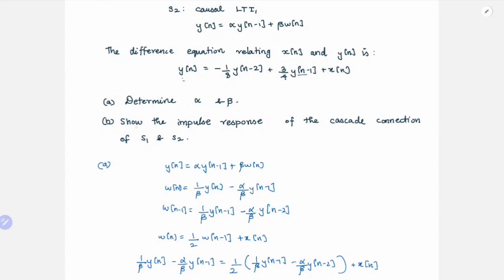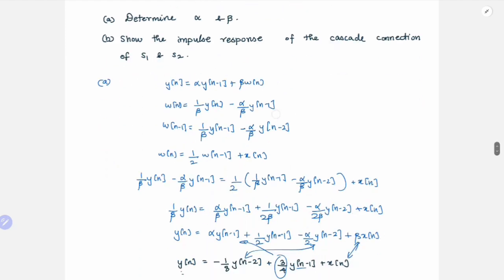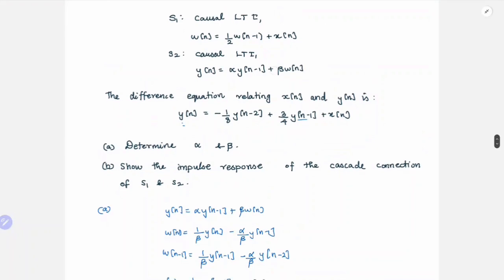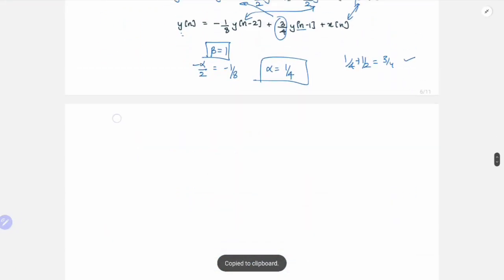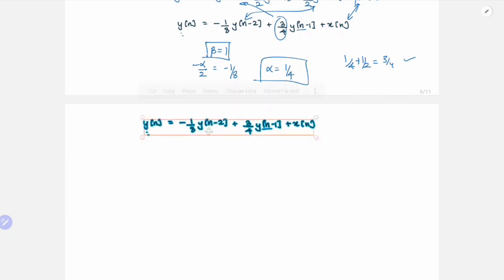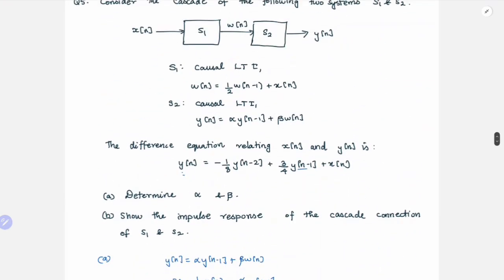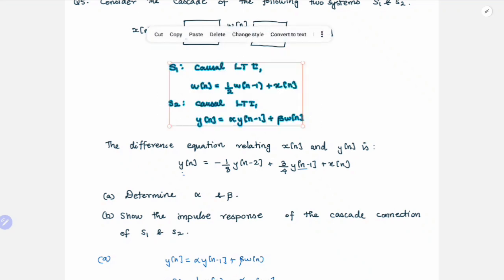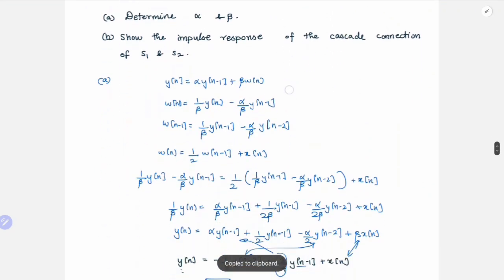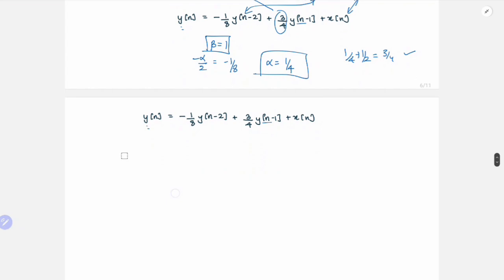And coming to the second subpart, show that the impulse response of the cascade connection of S1 and S2. So we need to solve this. So let me copy it down. So if you see, you have two terms here. So it may be difficult for you to solve. So one easy approach is to solve these both individually and then you take the convolution of them. Okay. So that will be an easier approach.